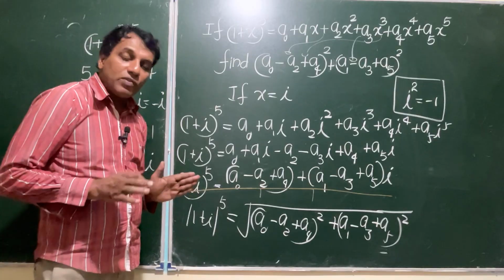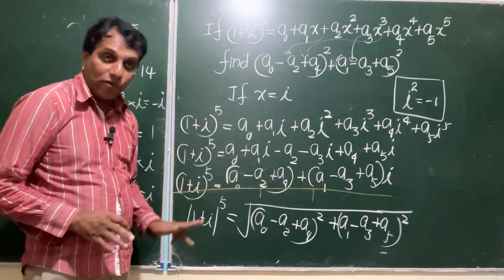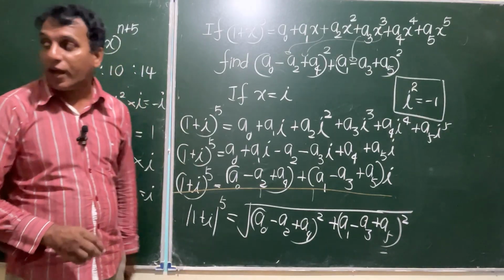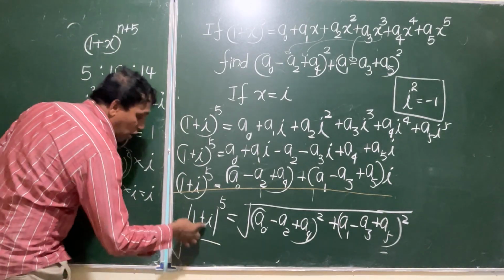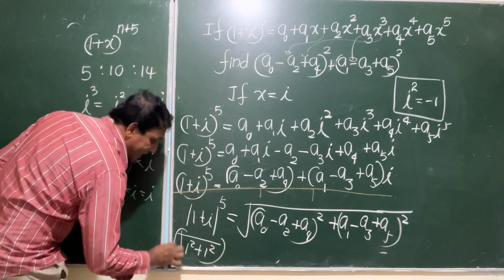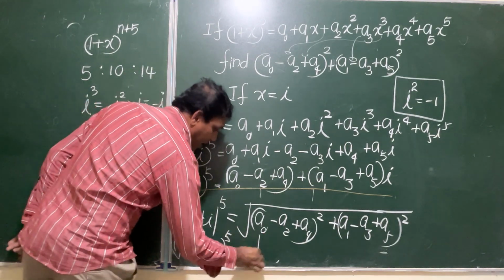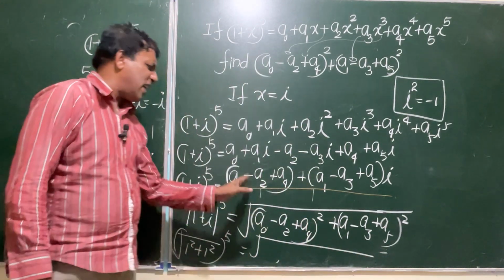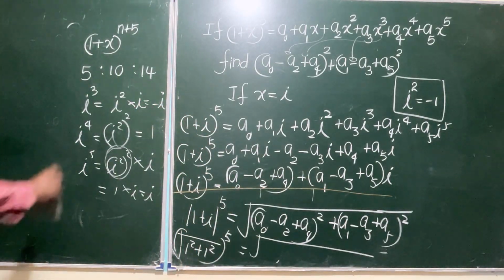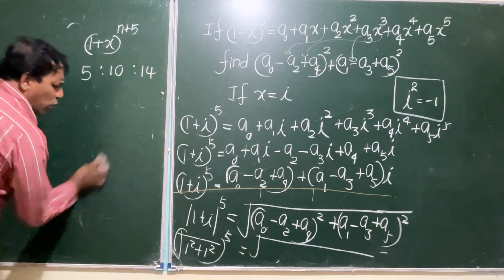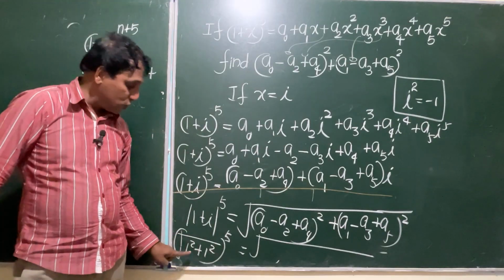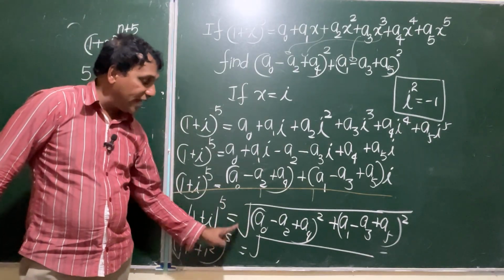What is the modulus of a complex number x plus iy? The square root of real square plus imaginary square, right? Therefore, the square root of real square plus imaginary square, but completely to the power 5. Now dear student, take the square and remove the square here too. You know 1 plus 1 is 2, the square root of 2 to the power 5.